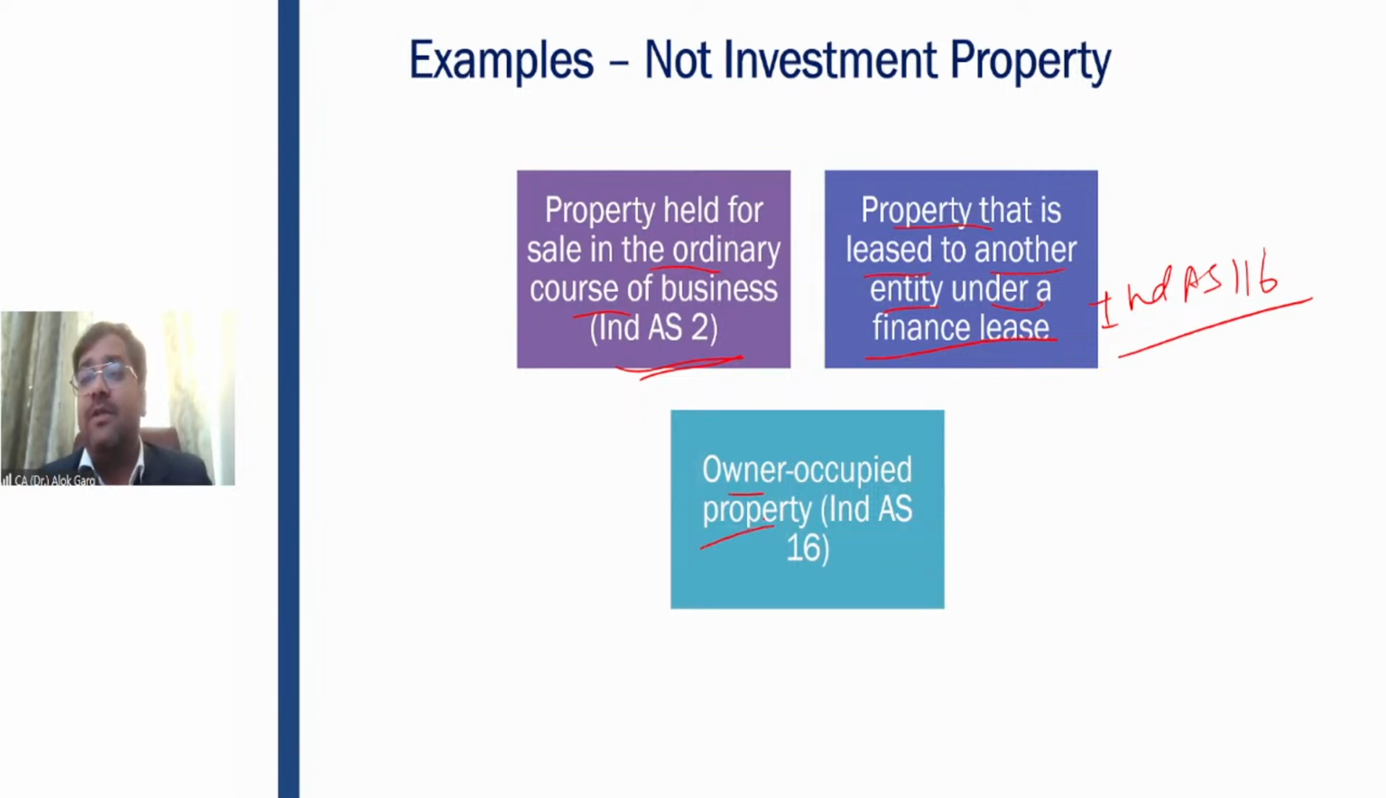Owner occupied property means PPE, like shipping ports, it will be Ind AS 16, right? So if the land or building has to be used for business purposes, it will be your Ind AS 16. Held for sale in the ordinary course of business, it will be your Ind AS 2. If it is given on rental purposes, and the arrangement is a finance lease, it will no more be an asset in the books of the lessor.